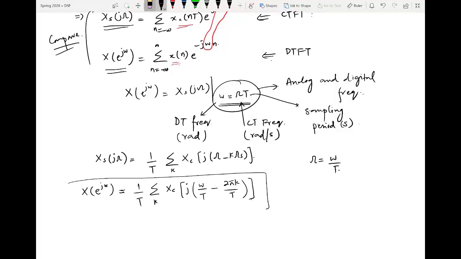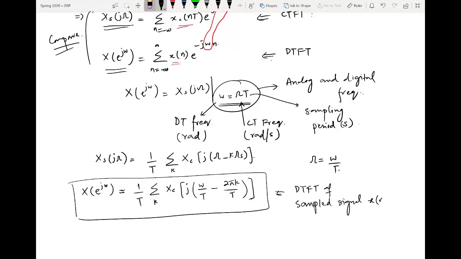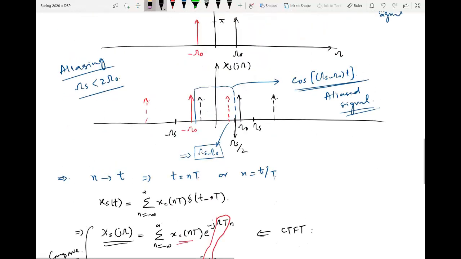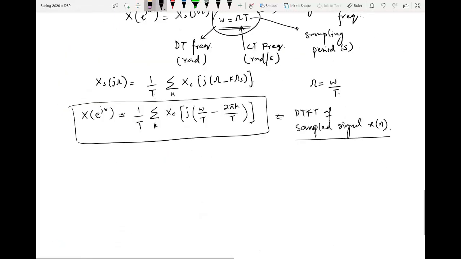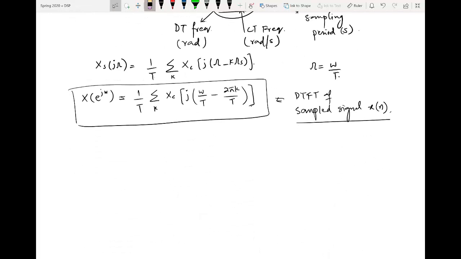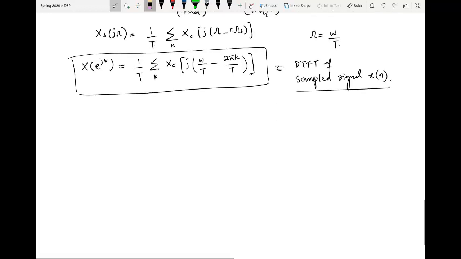So that is the main governing equation of the DTFT of the sampled signal x of n. It means that the spectrum we have already drawn in here, that is still a CTFT. In order to have the DTFT of the sampled signal, we need one more conversion, and that conversion will be highlighted in this particular example.